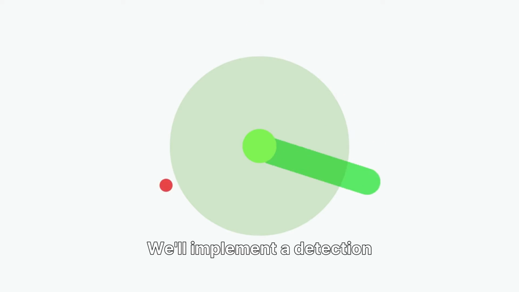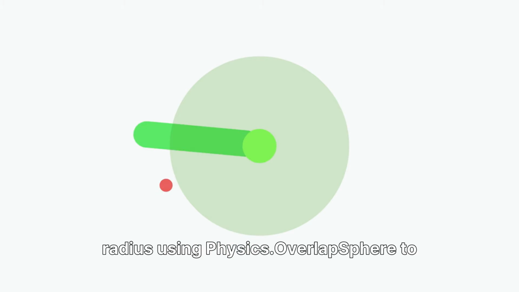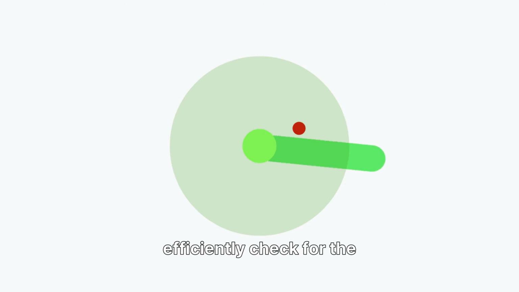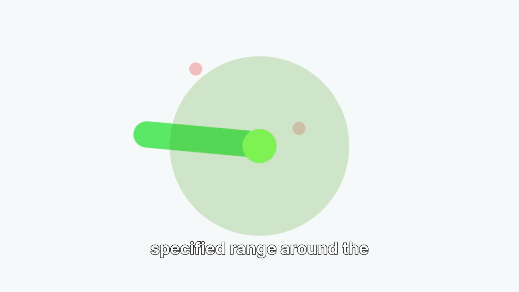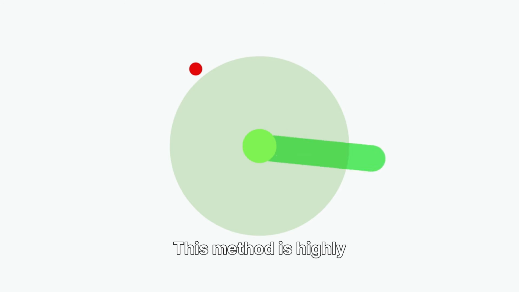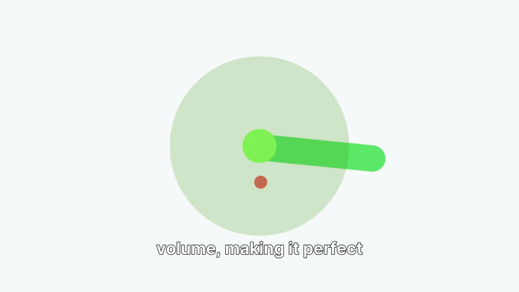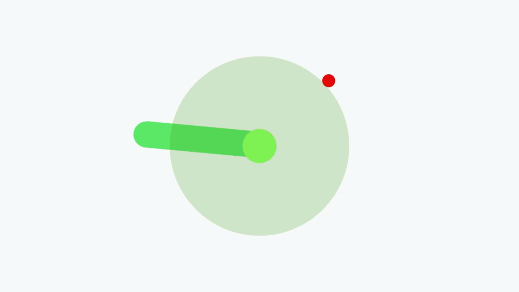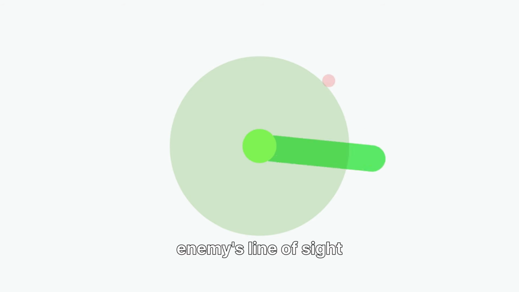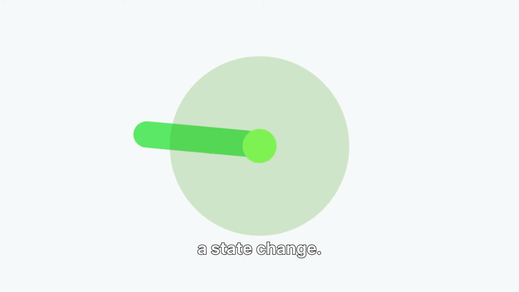We'll implement a detection radius using Physics.OverlapSphere to efficiently check for the player's presence within a specified range around the enemy. This method is highly optimized for checking for colliders within a spherical volume, making it perfect for determining if the player has entered the enemy's line of sight or hearing range, triggering a state change.